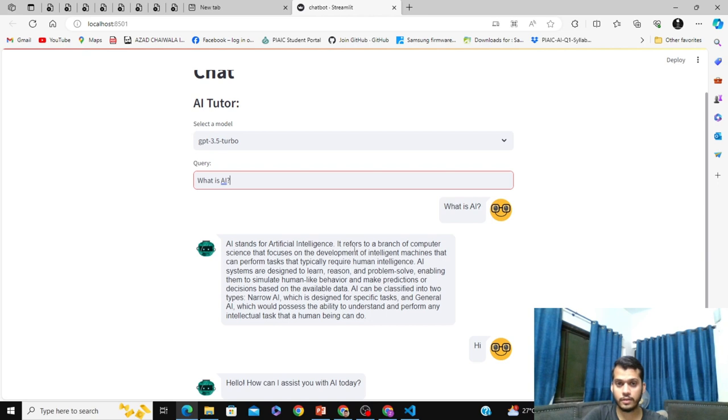AI stands for artificial intelligence. It refers to the branch of computer science focused on the development of intelligent machines that can perform tasks that typically require human intelligence. AI systems are designed to solve problems, generate human-like behavior, and make predictions or decisions based on the available data. AI can be classified into two types: artificial narrow intelligence, designed for specific tasks, and artificial general intelligence, with the ability to understand and perform any intellectual task that a human being can do.